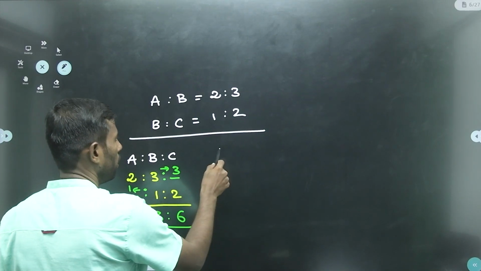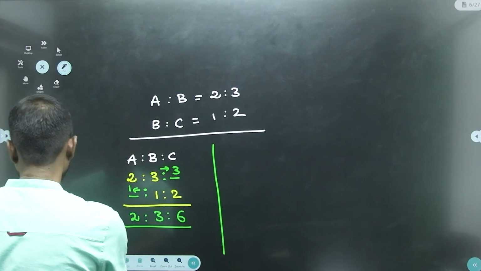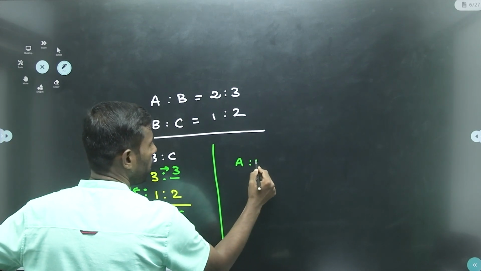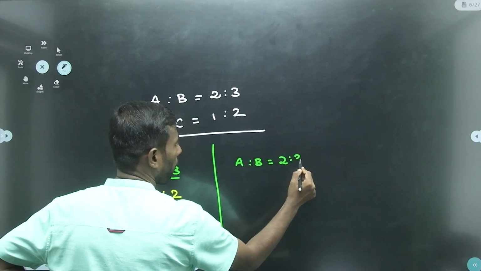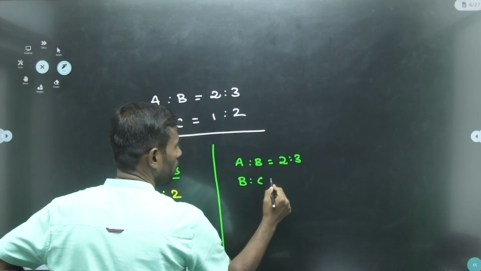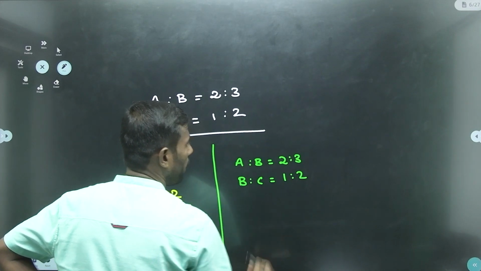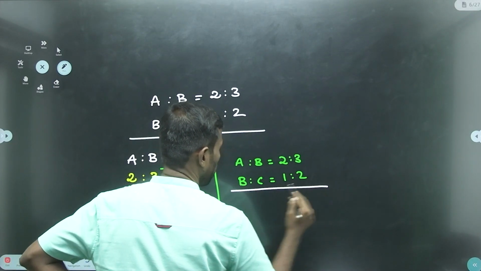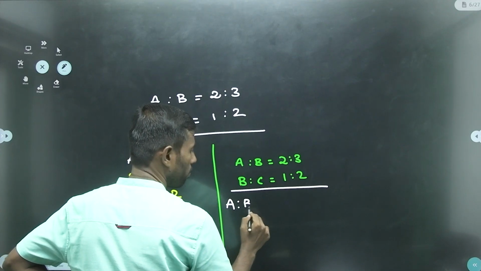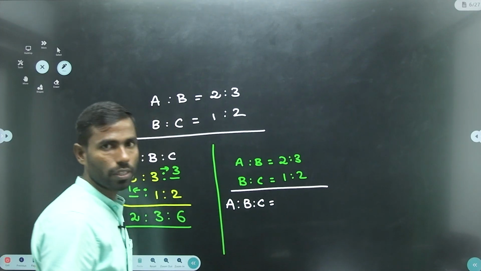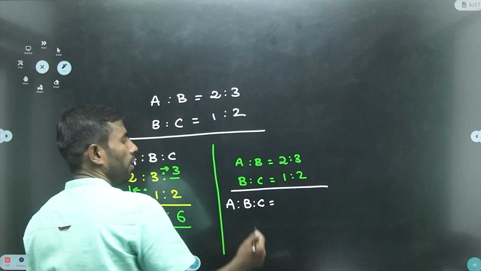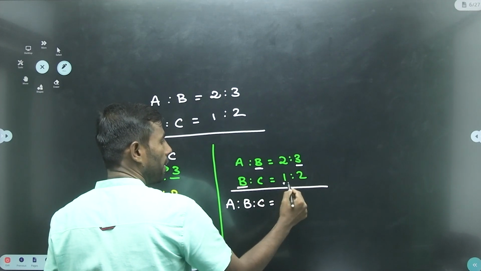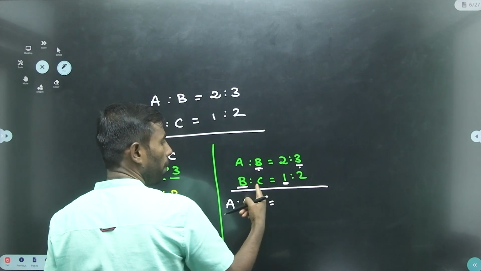Now the same problem can be done another way. A is to B is 2:3, and B is to C is 1:2. We have to find the ratio of A is to B is to C. B is common in both ratios, but the B ratio value is 3 in one and 1 in the other.